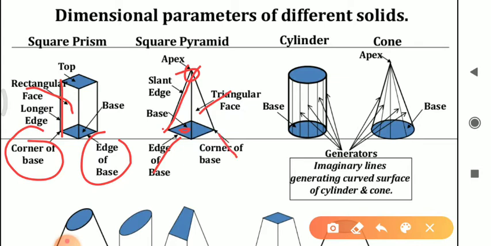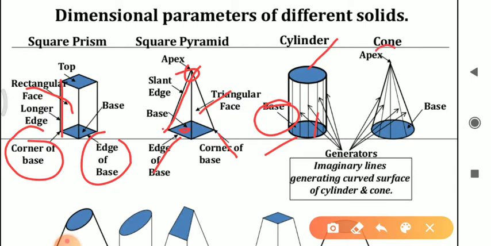And here in the cylinder, it has a top base and a bottom base. The other lines are generators. It doesn't have any longer edge or rectangular face here. It is a curved surface. That's why he has mentioned generators: imaginary lines generating the curved surface of the cylinder and cone.